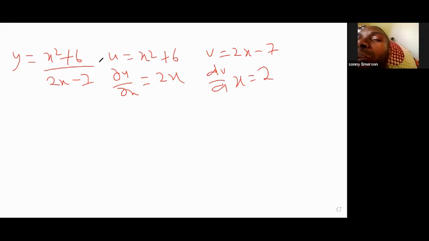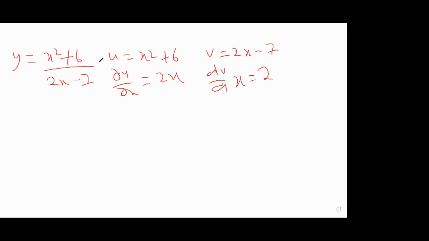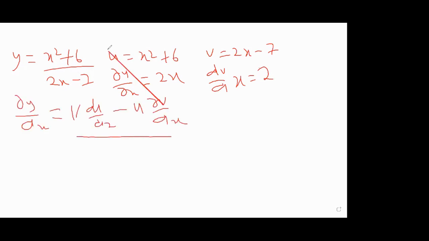If you write out the formula, we have dy/dx is equal to v du/dx minus u dv/dx all over v squared. Then we now put all this inside this. Our v is 2s minus 7, the du/dx is what? 2s.